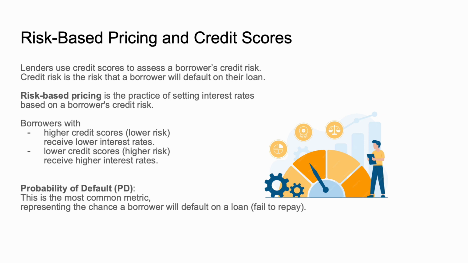Credit scores provide an estimation of risk associated with lending. These scores can be derived from various metrics. In this course, we will utilize the metric known as the probability of default. The probability of default is one of the most common metrics, representing the probability that a borrower will default on a loan, which means they fail to repay it.